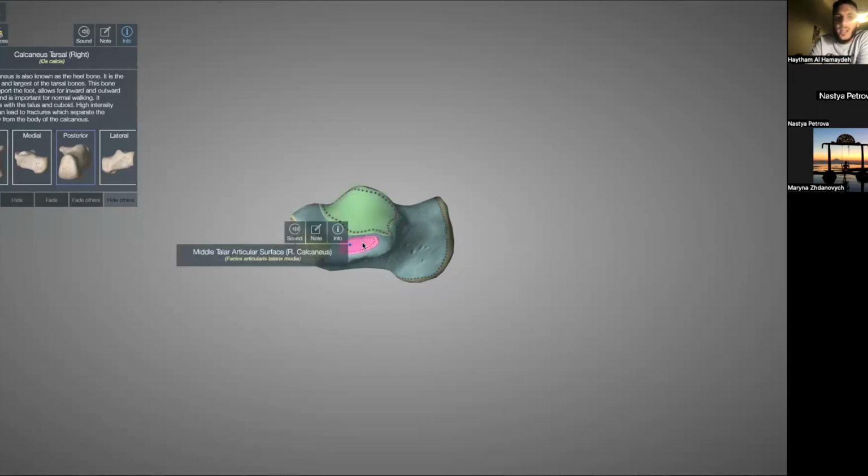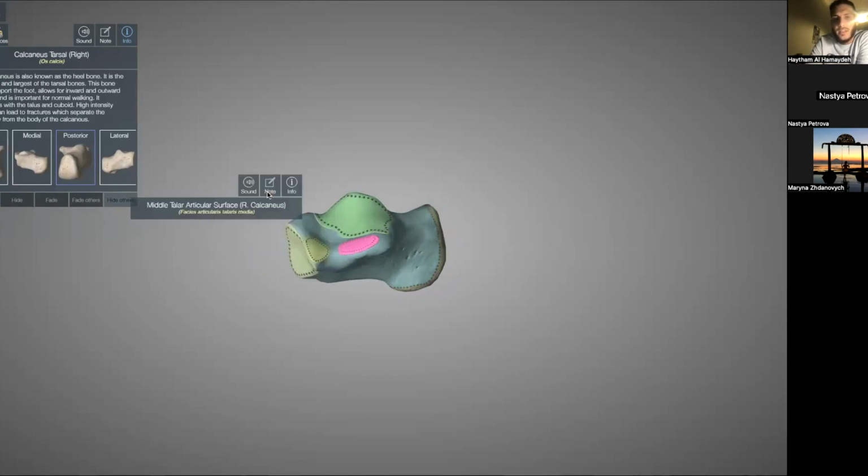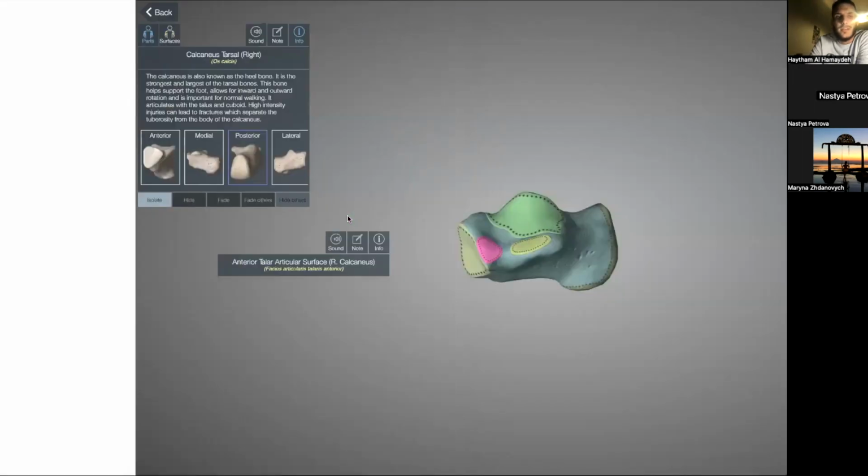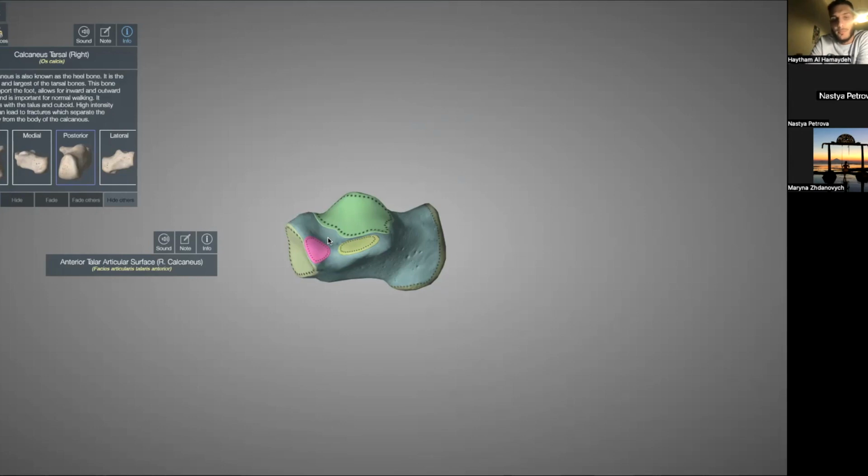Then we have the middle talar articular surface. Posterior, middle, and then you have anterior. Posterior, middle, anterior. This is on the superior aspect. These are involved in the subtalar joint.